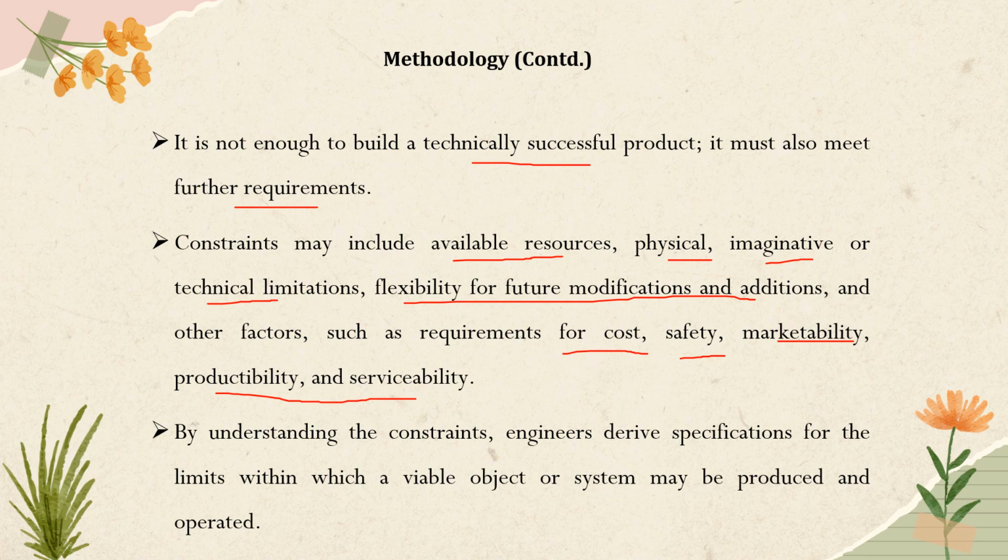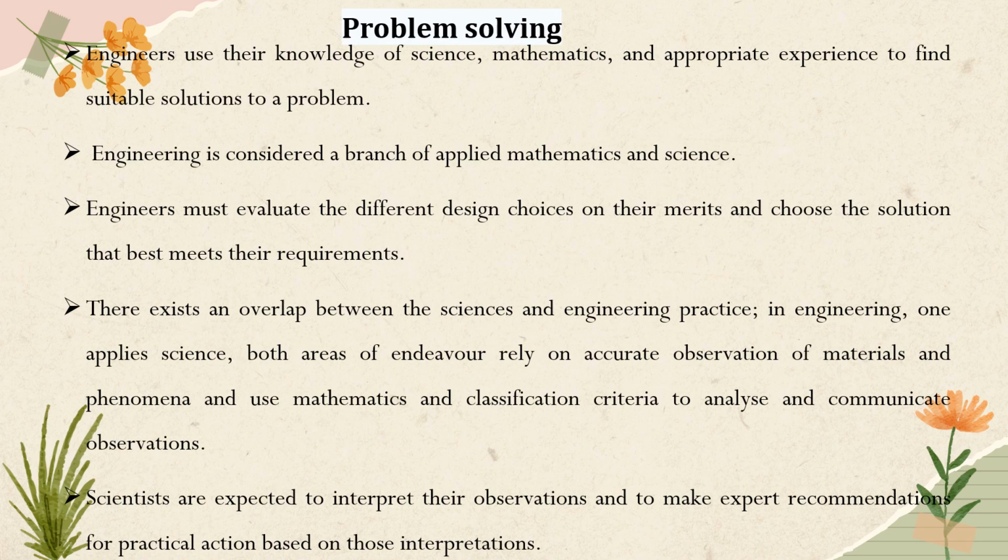So these are some of the real-time challenges that an engineer faces, or must keep in mind while designing any product. By understanding these constraints, the engineers derive specifications for limits within which a viable object or system may be produced and operated. And then we will see problem solving. So how do engineers apply problem solving? Engineers use their knowledge of science and maths. That is why, while choosing the engineering stream, the most important marks that are considered compared to others are science and mathematics. And apart from that, when you are designing a product, you definitely need to have some appropriate experience so that you will find a suitable solution to any problem.